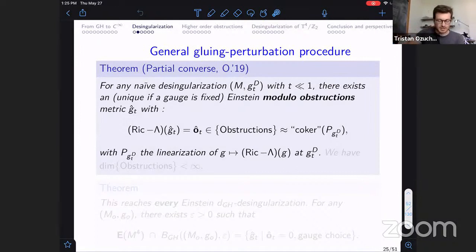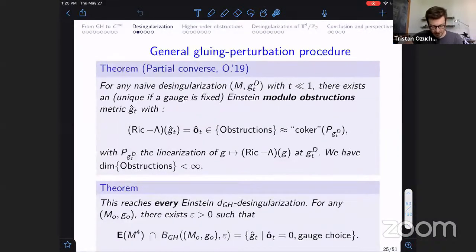But I mean, no one should care about these metrics. They are not geometrically motivated. They do not solve a useful PDE. They have no real motivation. But what's very important in this result is that it reaches exactly every single Einstein desingularization, only in a Gromov-Hausdorff sense. So whenever there exists, let's just take a Gromov-Hausdorff neighborhood of an orbifold. Then if you intersect it with the moduli space, you exactly find metrics which are isometric to my Einstein modulo obstruction metrics, and for which the obstructions vanish.